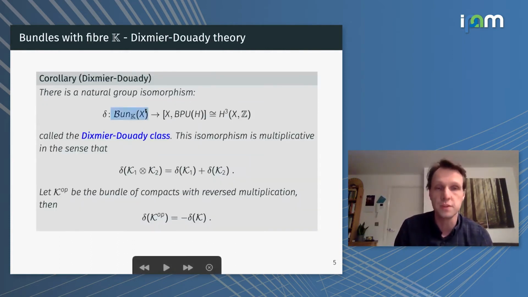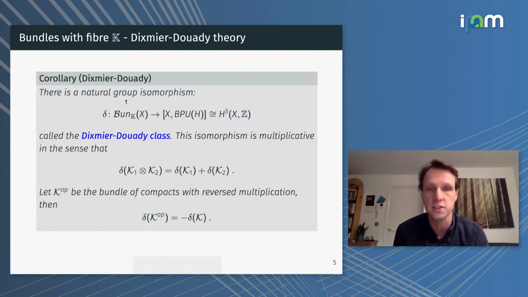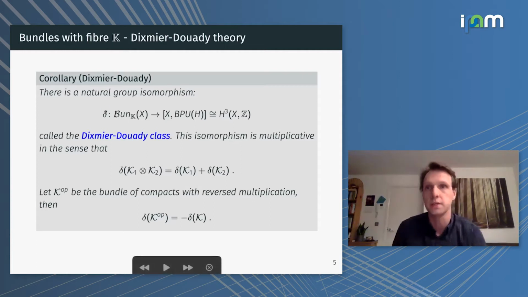If I take isomorphism classes of bundles of compacts over my space, then that's in bijection with, first of all, this, which turns out to be third cohomology of my underlying space. And this association of a degree 3 cohomology class to my bundle of compacts is called the Dixmier-Douady class. And this association is very nice.